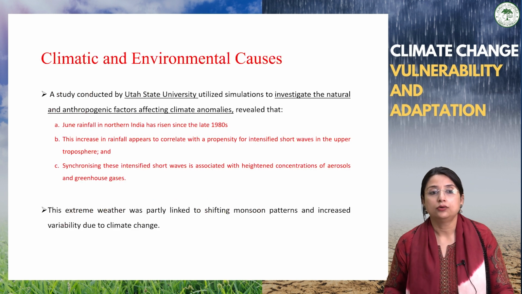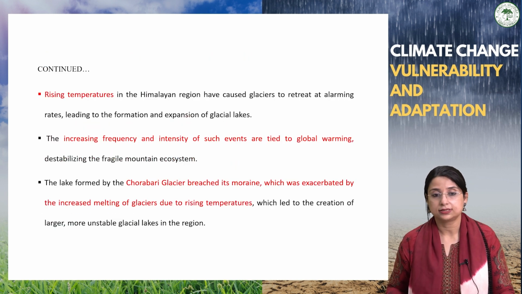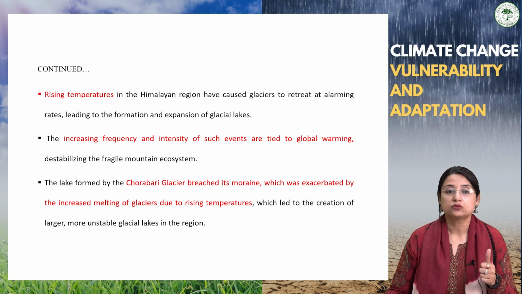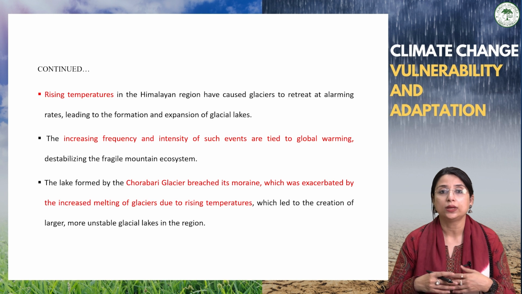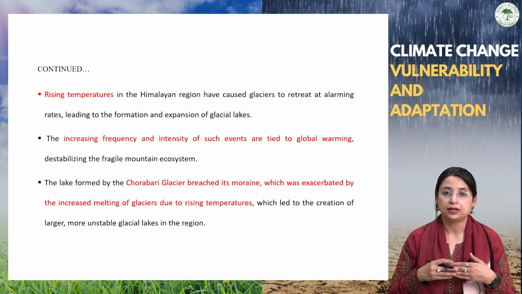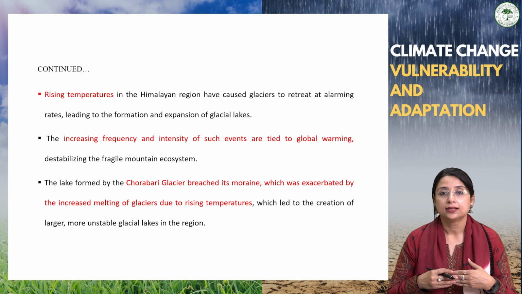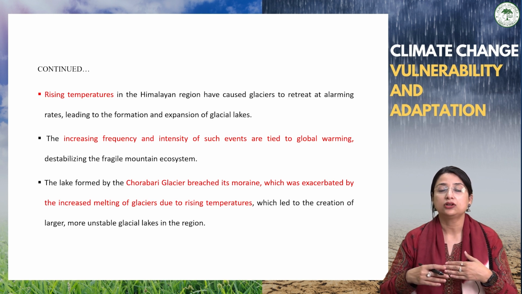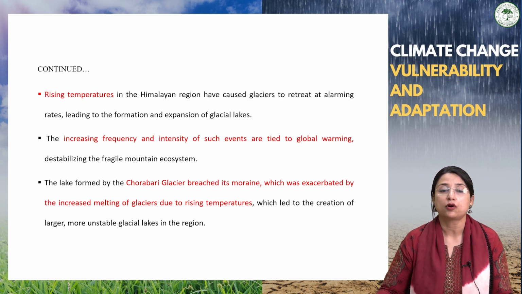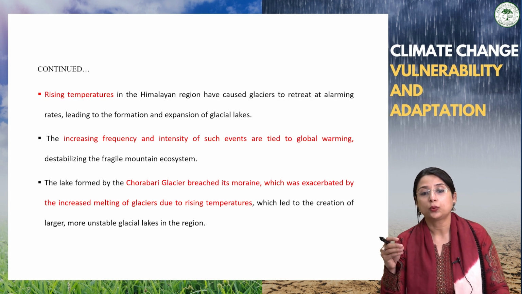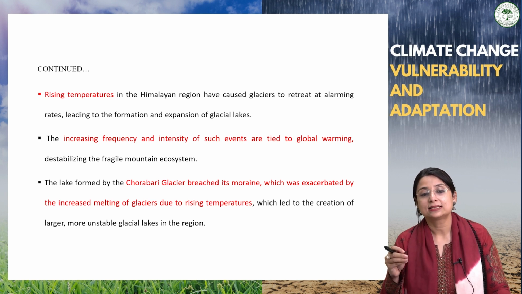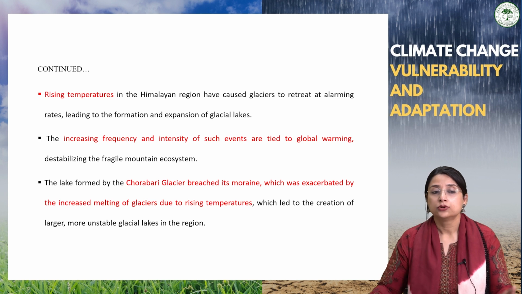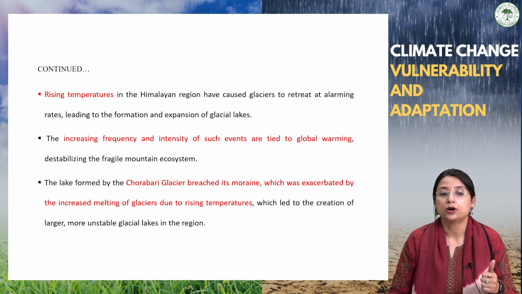Finding out certain climatic and environmental causes, it was found that rising temperature is one of the causes in the Himalayan region that caused glaciers to retreat at a very alarming rate. Even according to the data, we have observed that the rate of glacier melting has increased a lot compared to the previous decade. The increased frequency and intensity of such events is very much related to global warming, which destabilizes the fragile mountain ecosystem. So, rising temperature is one of the very important causes.